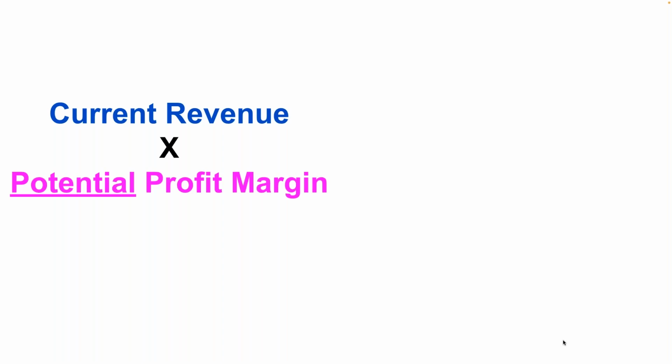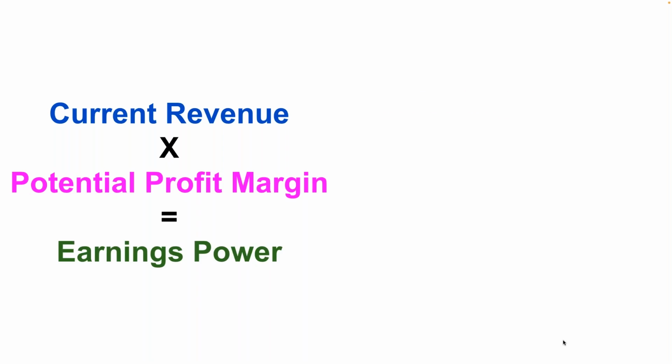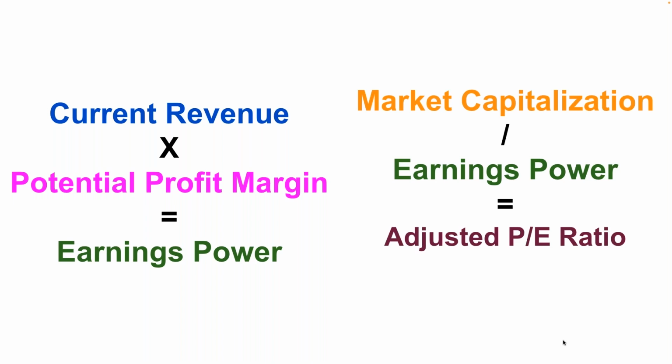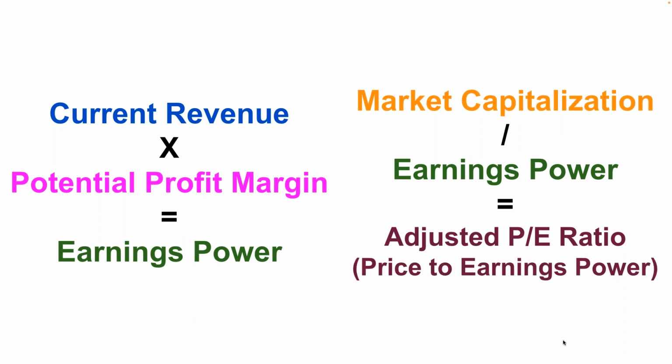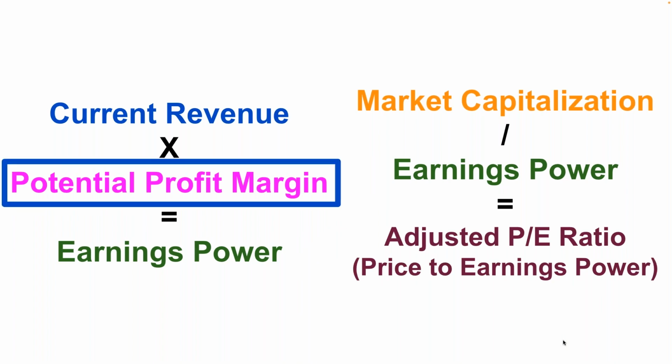Now, to figure out the earnings power of a company, we simply take its current revenue, which is a known number. We multiply that by its potential profit margin, and that gives us a company's earnings power. And then we simply substitute that into the PE ratio equation to give us the company's adjusted PE ratio, or a price to earnings power.